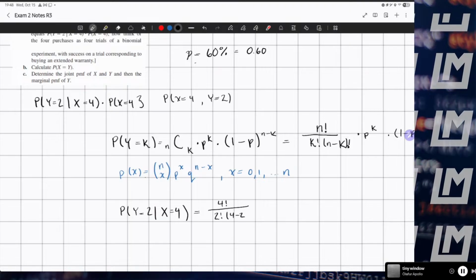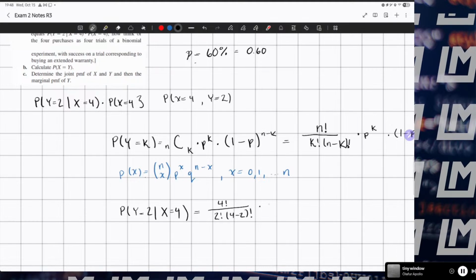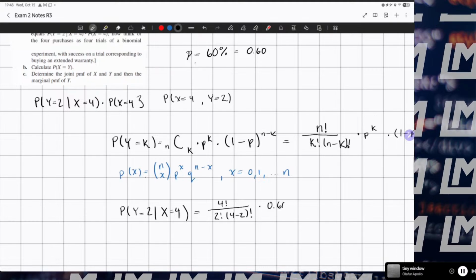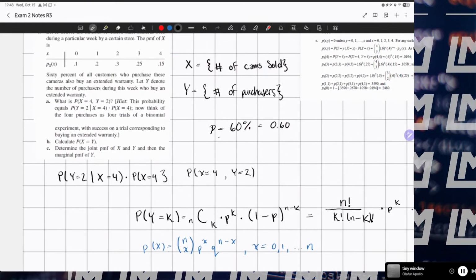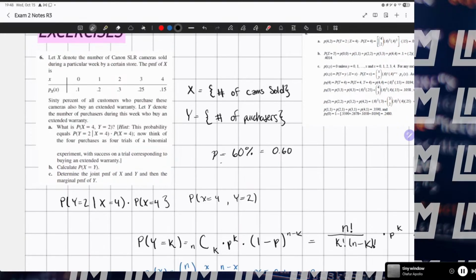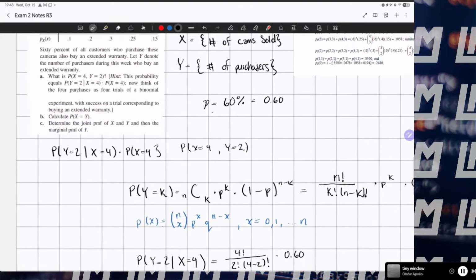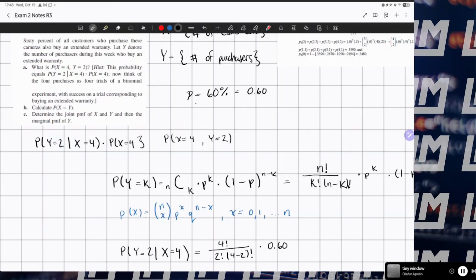4 minus 2 factorial times 0.60, which is the probability, right? So that's the probability. Also by the extended warranty, right? So that's the probability of y that purchase a warranty.